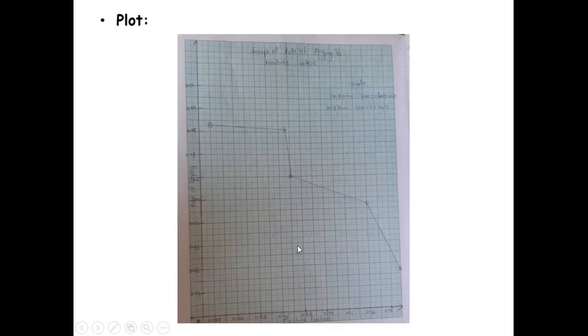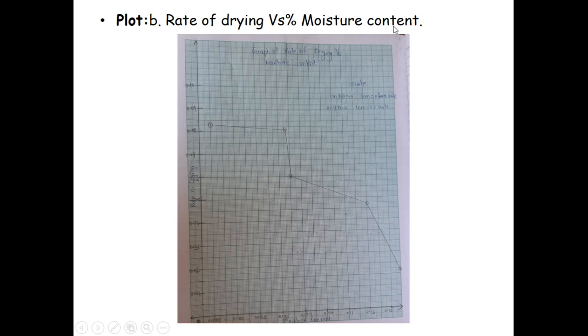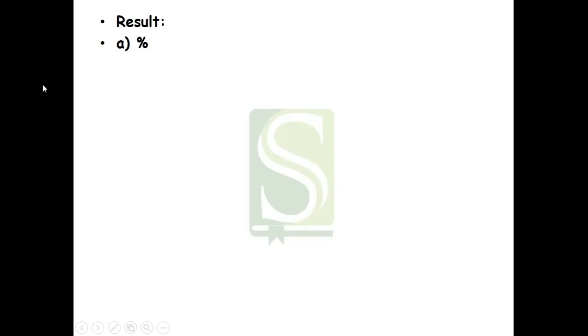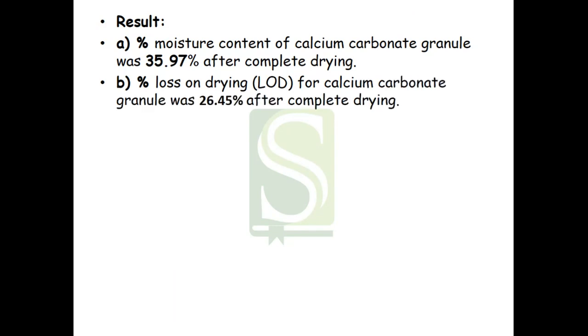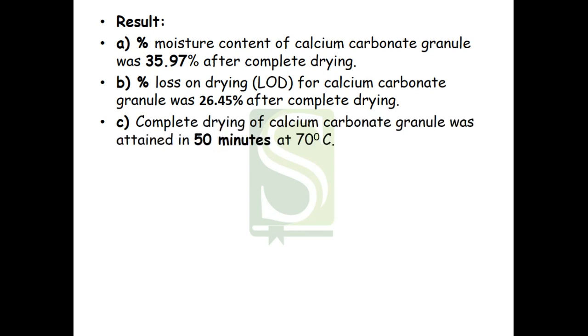Okay, now we will draw a second graph, which is rate of drying versus moisture content. So on x-axis we have moisture content and on y-axis we have rate of drying. By plotting and joining the points we get this type of graph. Okay, so in the result we will write percent moisture content of calcium carbonate granule was 35.97% after complete drying. Then percent loss on drying LOD for calcium carbonate granule was 26.45% after complete drying, and complete drying of calcium carbonate granule was attained in 50 minutes at 70 degrees Celsius.